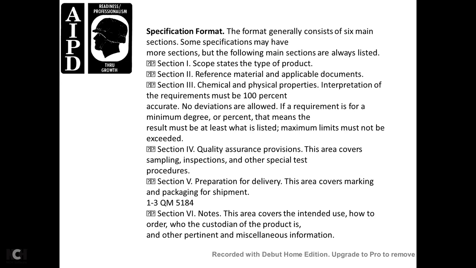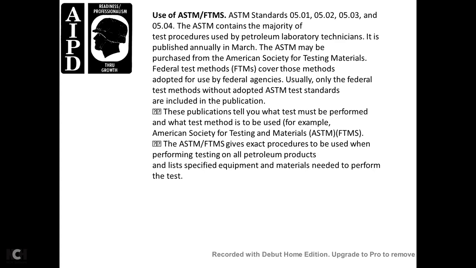Interpretation of requirements must be 100% accurate. No deviations are allowed. For a requirement of a minimum degree or percent, the result must be at least what is listed. A maximum listed must not be exceeded. Section 4, quality assurance provisions, covers the sampling, inspection, and other special test procedures. Section 5, preparation for delivery, covers the marking and packaging for shipment. Section 6 shows the notes that cover the intended use, how to order it, who the custodian of the product is, and any pertinent miscellaneous information.